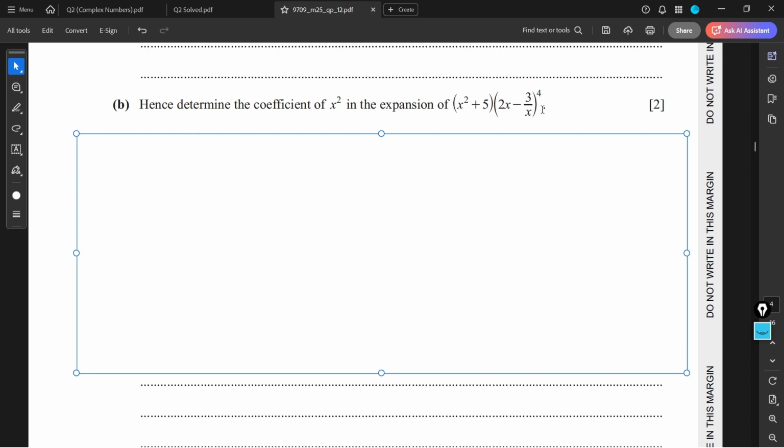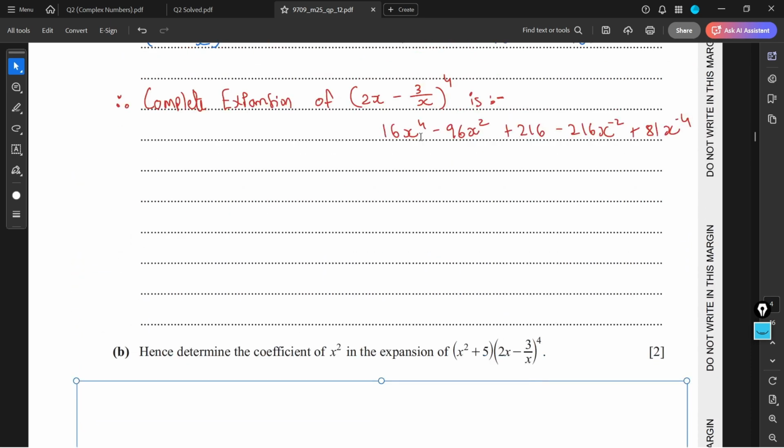See, I know that in this expansion, I am having terms in x to the power of 4, x to the power of 2, then a constant term, then x to the power of negative 2, and then x to the power of negative 4.